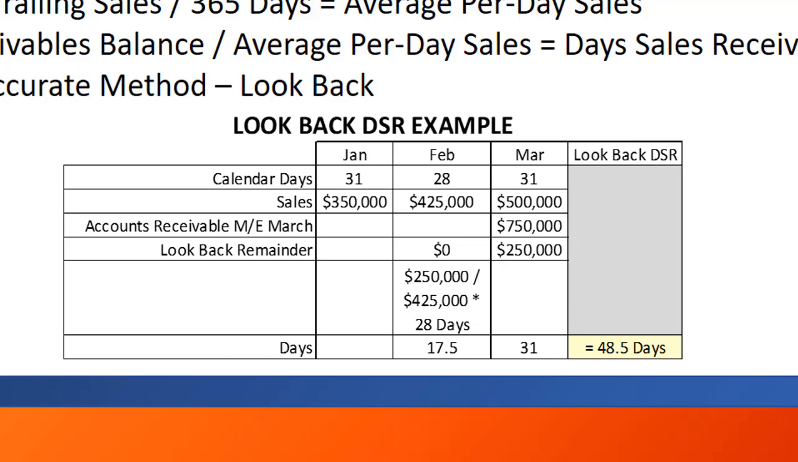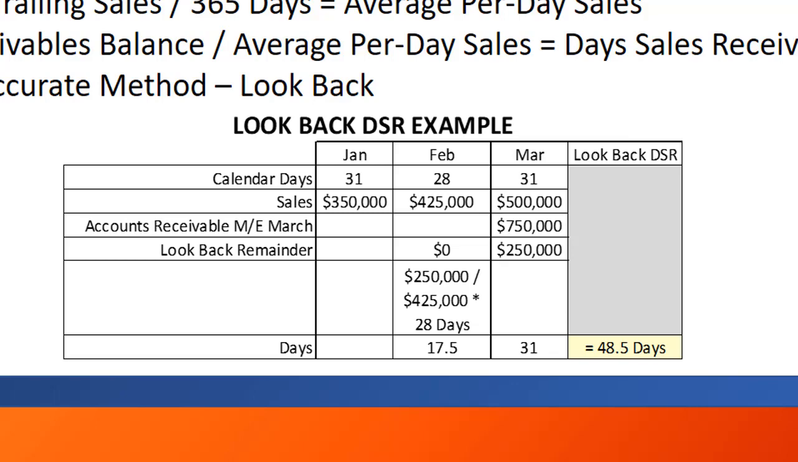So in February, you can see we had $425,000. We're not going to have to go back any farther than to February. But we only want to pick up the prorated number of days in February. We don't need to pick up the full 28 days.